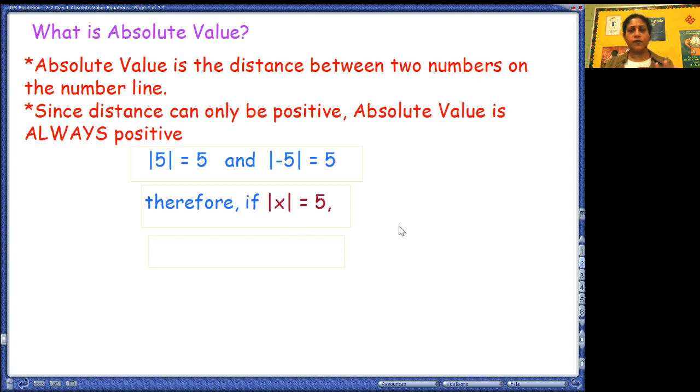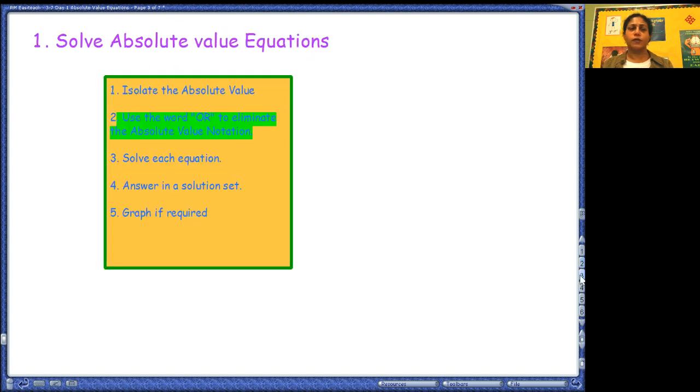Therefore, if we have a variable inside and we say the absolute value of x is equal to 5, you can conclude that either x is -5 or x is +5. So keeping that in mind, we're going to solve equations with absolute value.